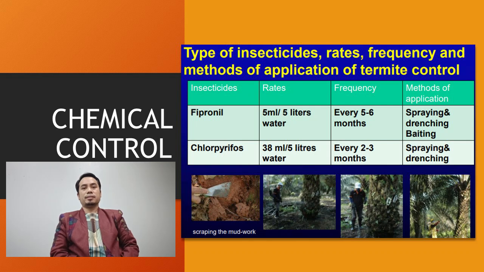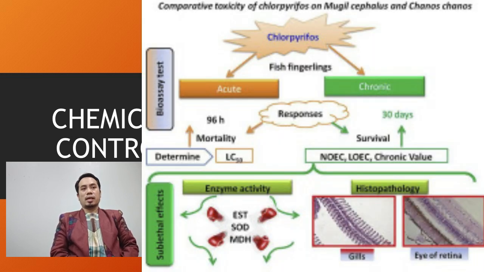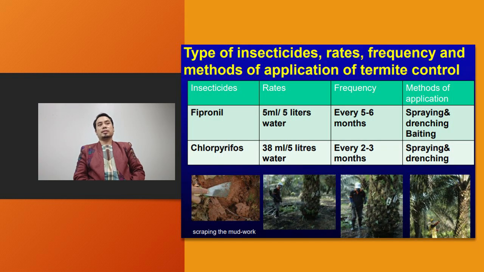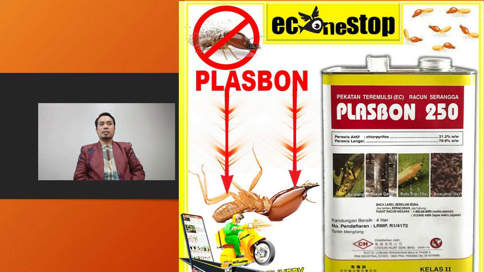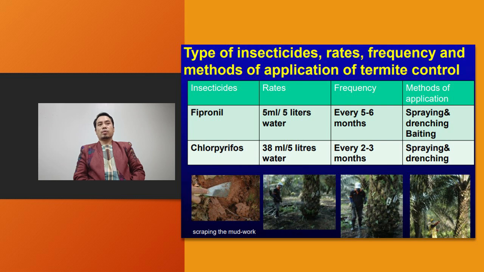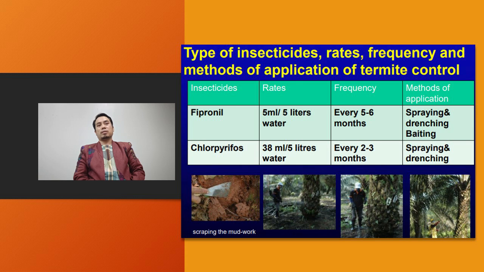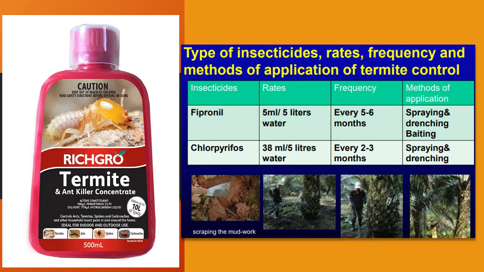Other than IPM or baiting the termites, we can use chemical control, such as fipronil and chlorpyrifos, which we use around every 3 or 6 months, by spraying, drenching and baiting. For the method with fipronil, we just spray around the mudwork and we control the population of the termites.